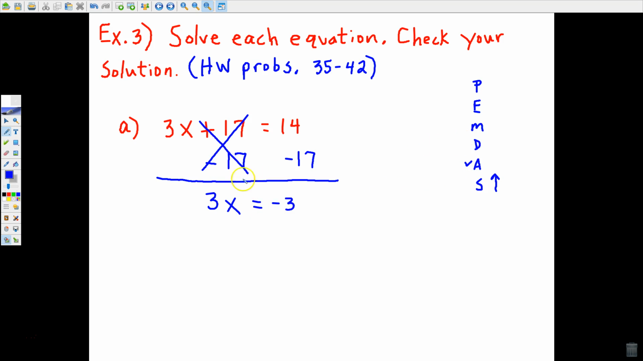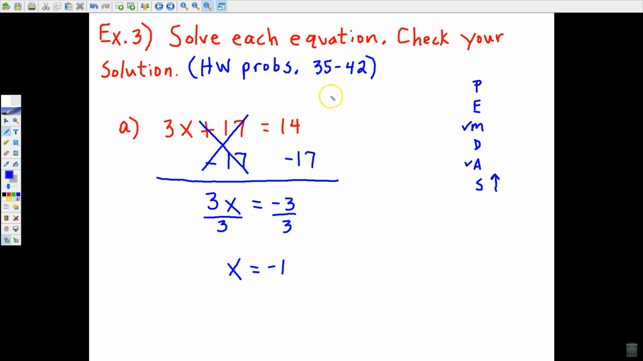Okay, now I'm left with multiplication times my variable, my unknown. And the way I undo multiplication is with division. So it's being multiplied by 3. Let's undo that by division by 3. And that's going to get me down to my solution. At least I think it's my solution. I want to have some confidence.